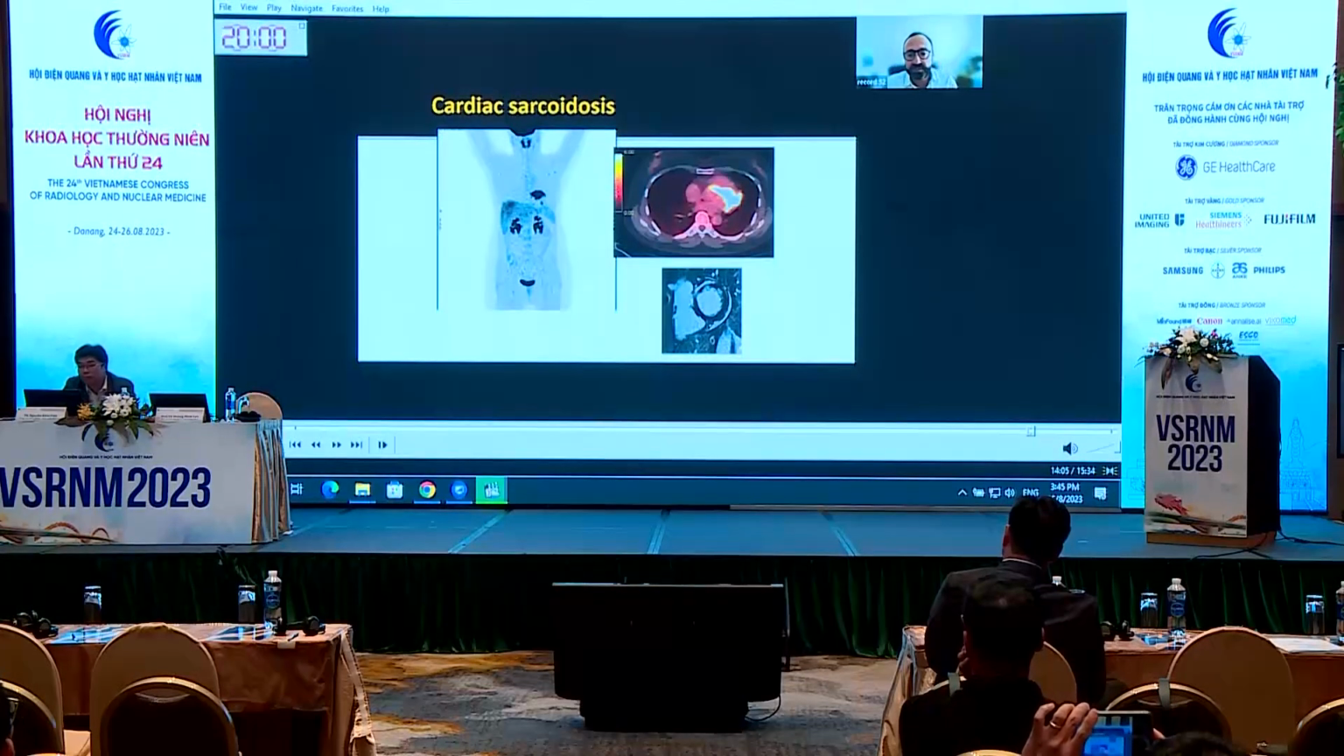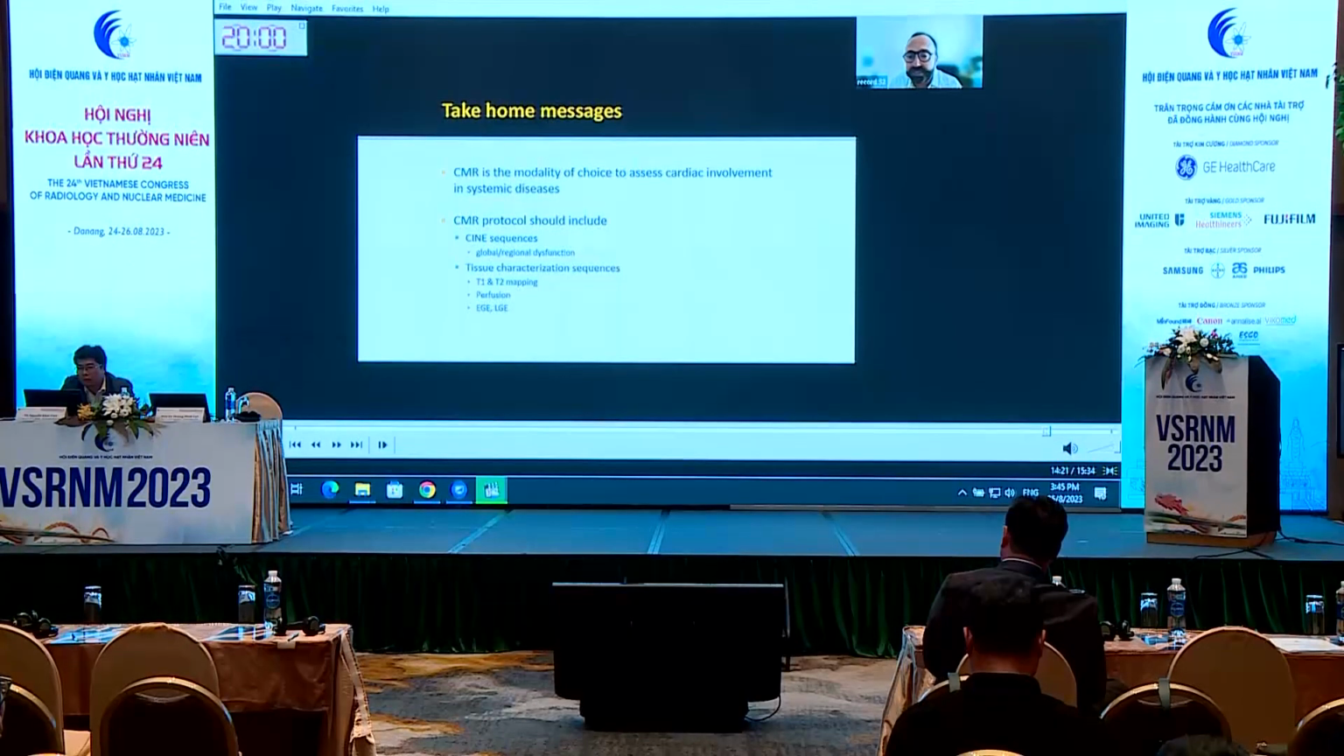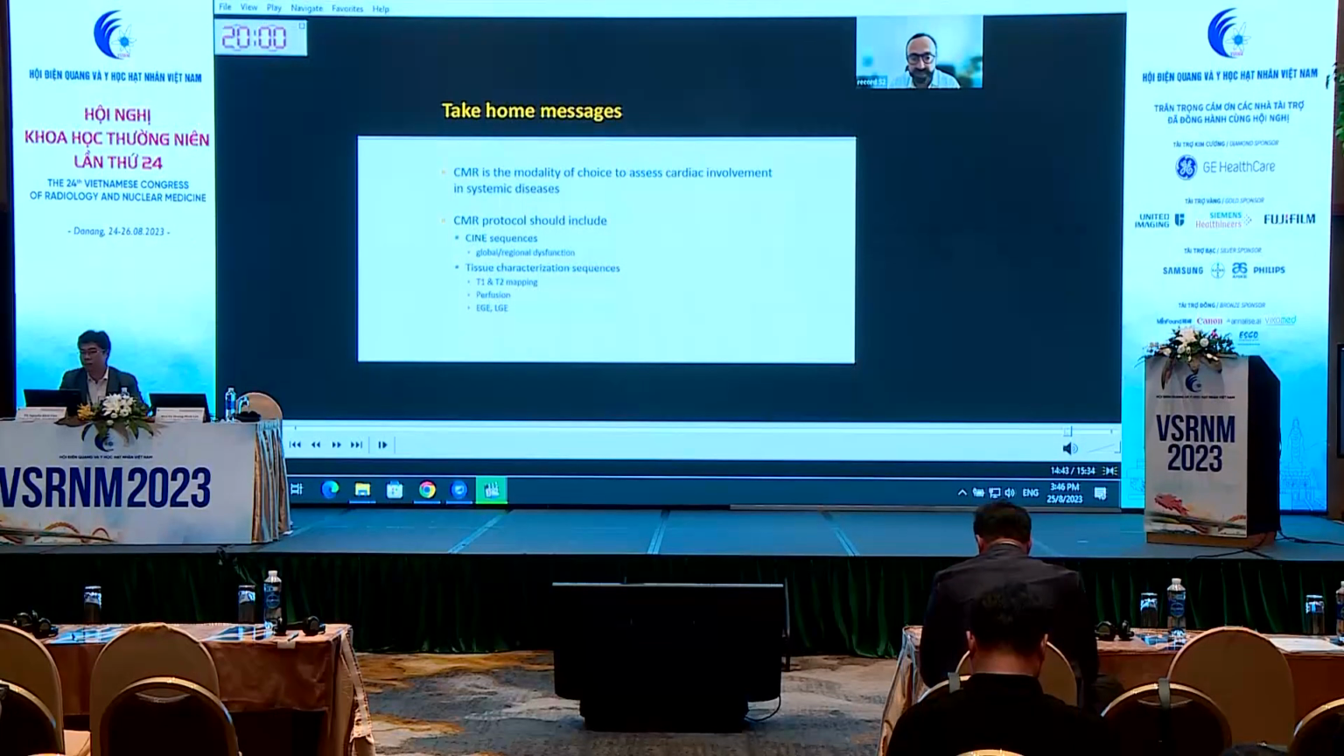Most of the time, there is a good correlation with PET CT, as illustrated here, even if PET has probably a better sensitivity during the active stage of the disease. So to conclude, CMR is the modality of choice to assess cardiac involvement in systemic diseases and should include cine and tissue characterization sequences, and in the former years, T1 and T2 mapping sequences have been an important help to identify myocardial abnormalities.